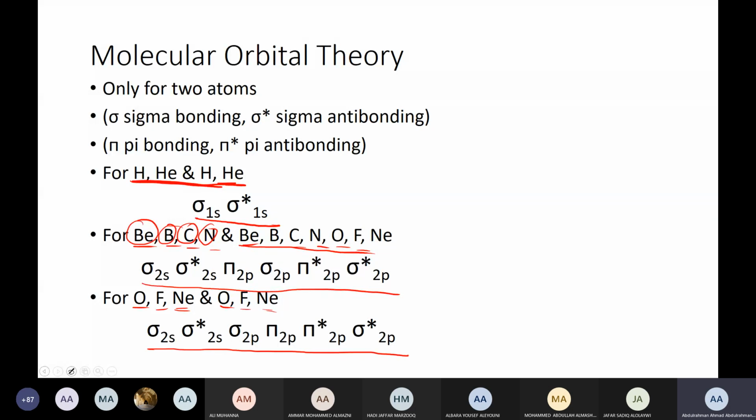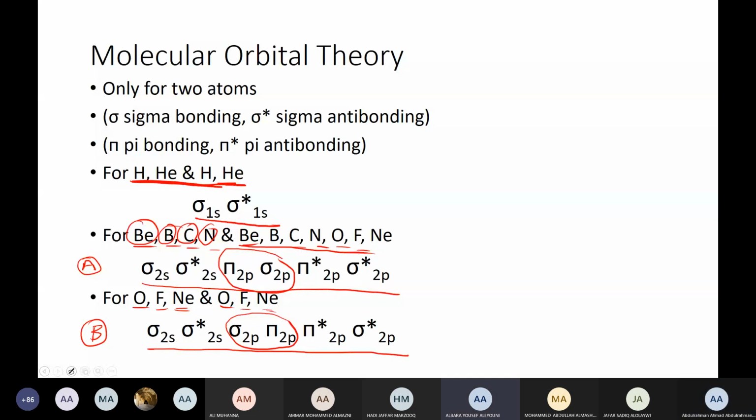As you can see here, I'll call this one A and this one B. What's the difference between A and B? Only in the middle. These two orbitals are different. Otherwise, they are exactly the same. Good.